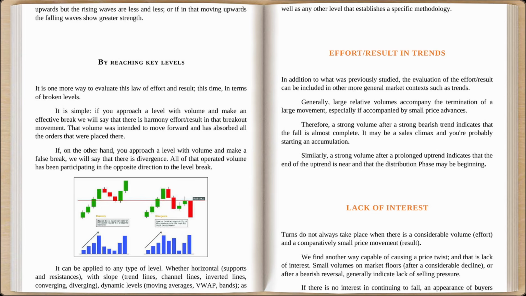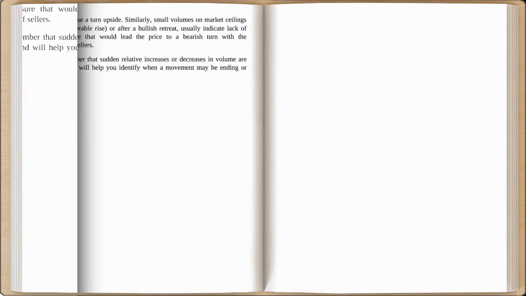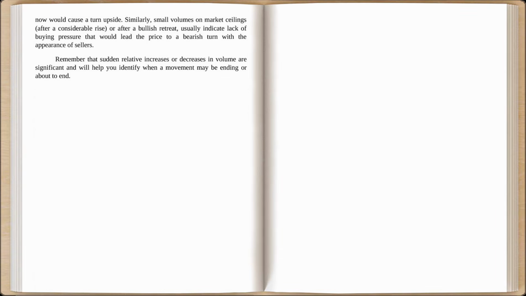Lack of interest. Turns do not always take place when there is a considerable volume effort and a comparatively small price movement result. We find another way capable of causing a price twist, and that is lack of interest. Small volumes on market floors after a considerable decline, or after a bearish reversal, generally indicate lack of selling pressure. If there is no interest in continuing to fall, an appearance of buyers now would cause an upward turn. Similarly, small volumes on market ceilings after a considerable rise, or after a bullish retreat, usually indicate lack of buying pressure that would lead the price to a bearish turn with the appearance of sellers.